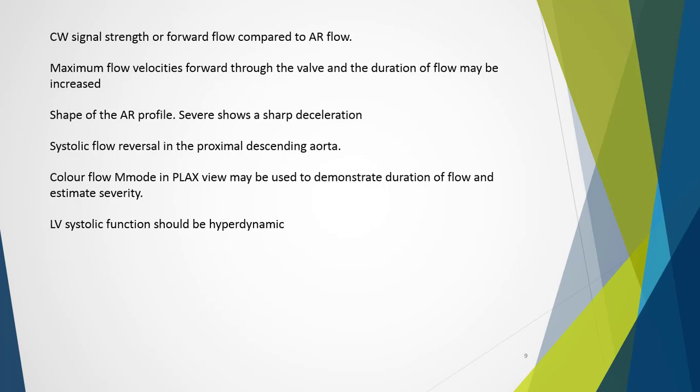The abdominal aorta may also be observed, but this is only sensitive for assessing severe aortic regurgitation. Color flow mode may be applied in the parasternal long axis view, and this can be used to demonstrate flow over a period of time and help to estimate severity. LV systolic function should be hyperdynamic when we have severe aortic regurgitation to actually have the proper forward flow. An EF below 65% suggests LV dysfunction. As we've mentioned, the ventricle needs to push forward a normal stroke volume plus the regurgitant volume.